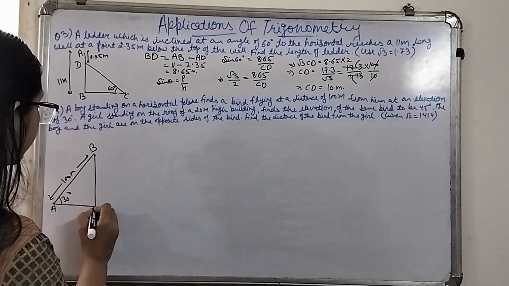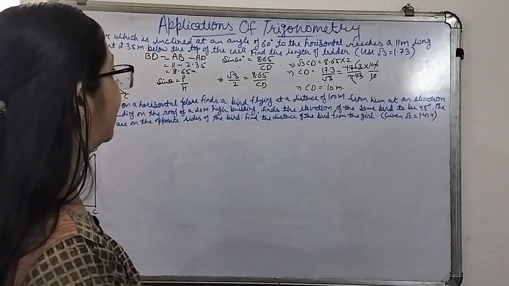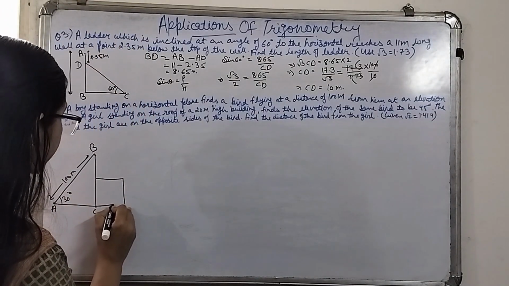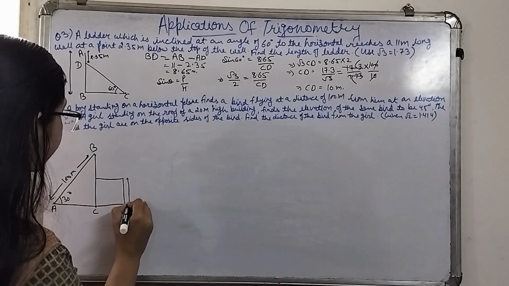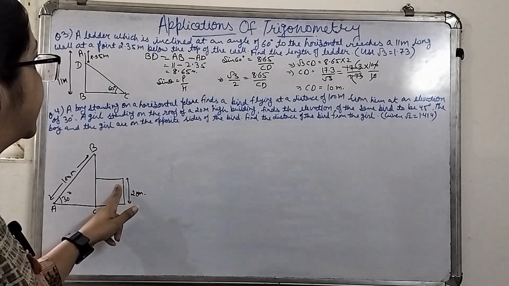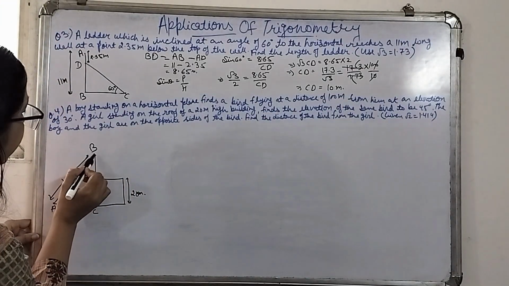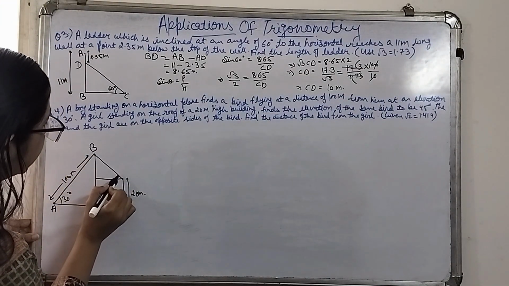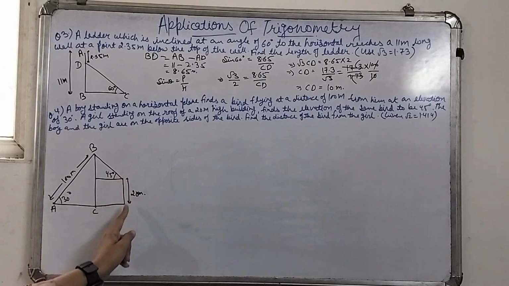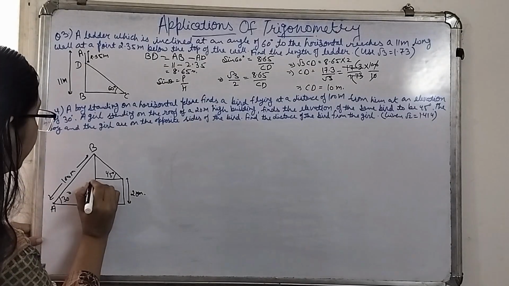Now, the girl is standing on the roof of a 20 meter high building. So suppose I am taking this as the building, and its height is 20 meters. At the roof of this building the girl is standing, and the angle of elevation of the bird is 45 degrees. That means this angle of elevation is 45 degrees. The building is 20 meters high, and if this is 20, this will also be 20.